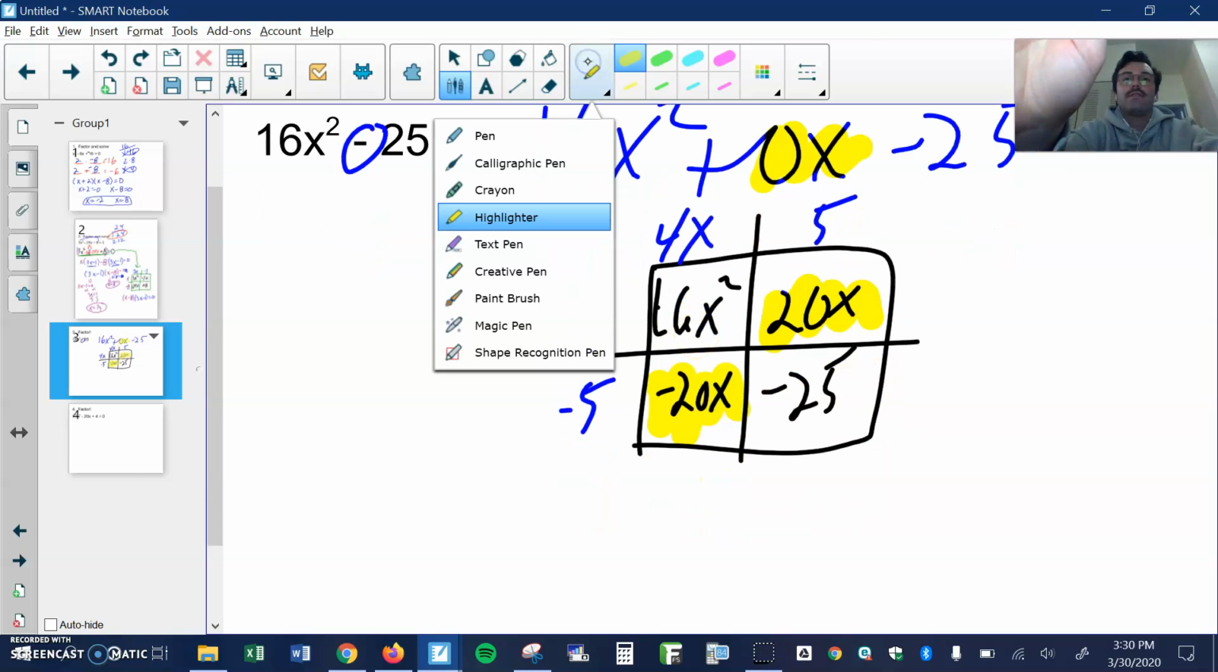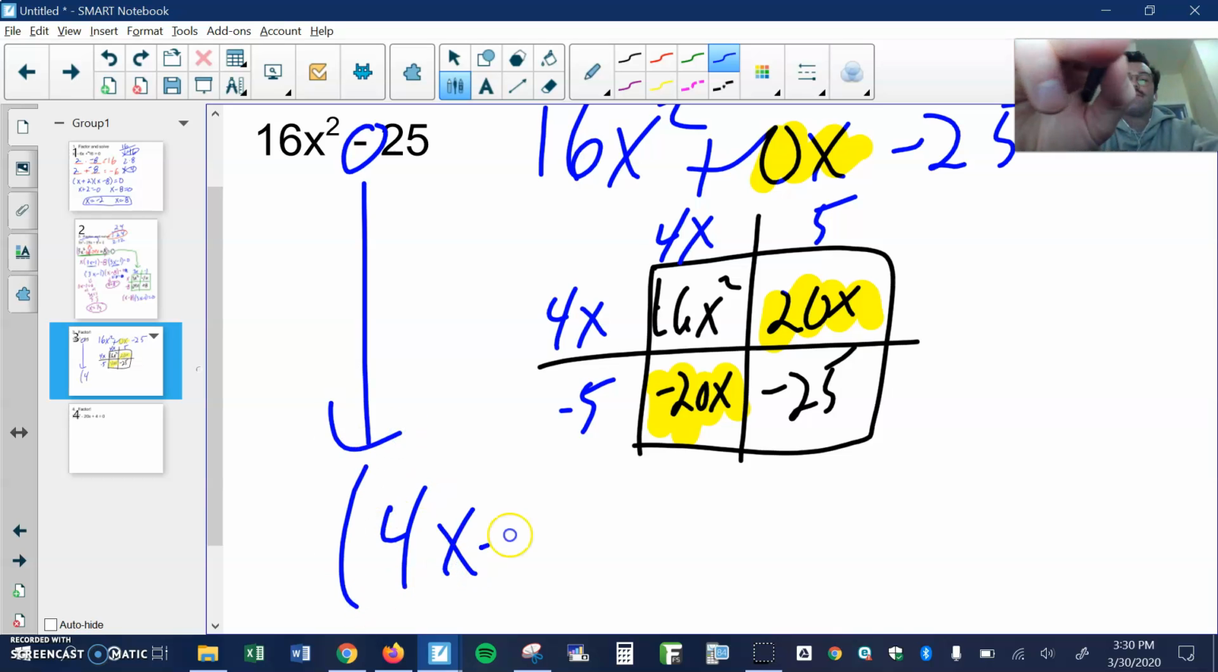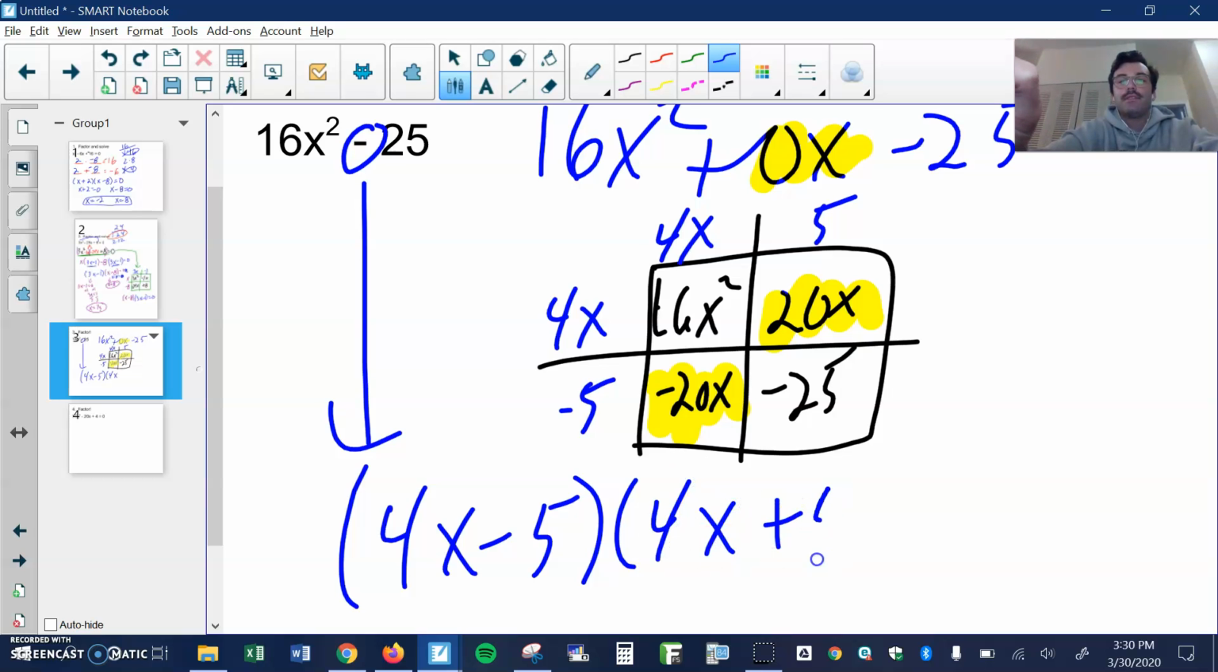So my factors are 4x minus 5 and 4x plus 5. Remember, this is a difference of two perfect squares. 16 is a perfect square because 4 times 4 is 16. 25 is a perfect square because 5 times 5 is 25.